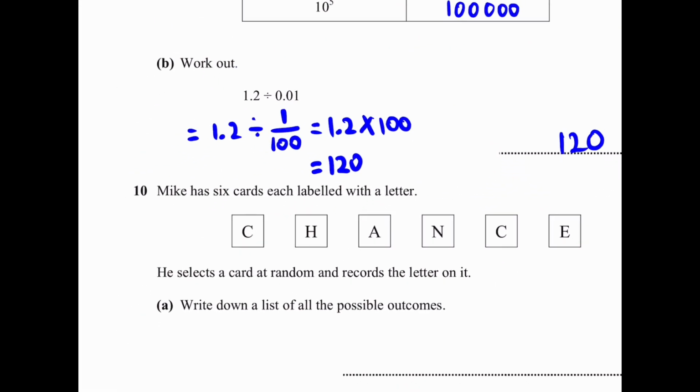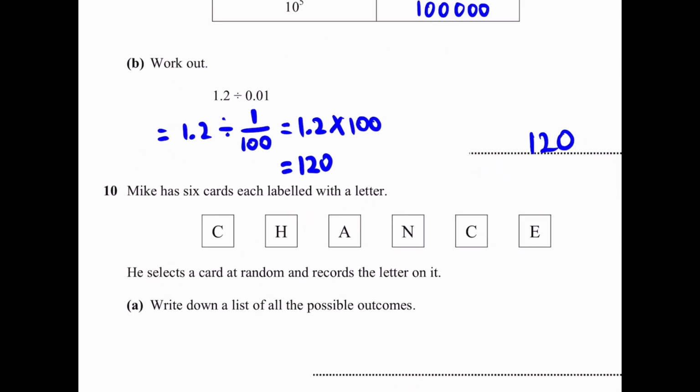Question 10. Mike has 6 cards, each labeled with a letter C, H, A, N, C, and E. He selects a random card and records the letter on it. Write down a list of all the possible outcomes.